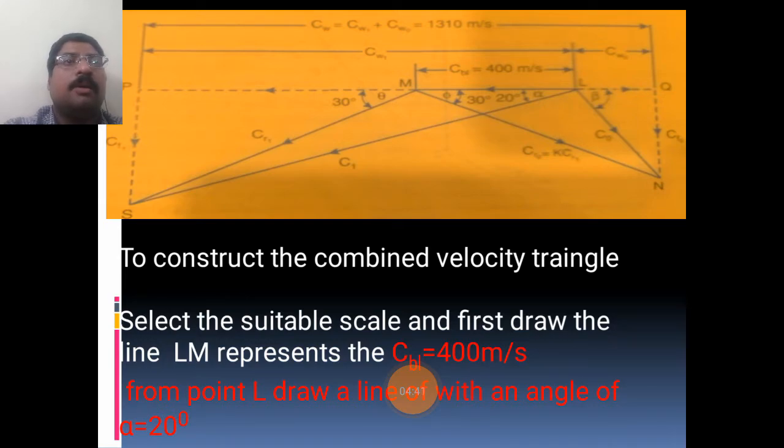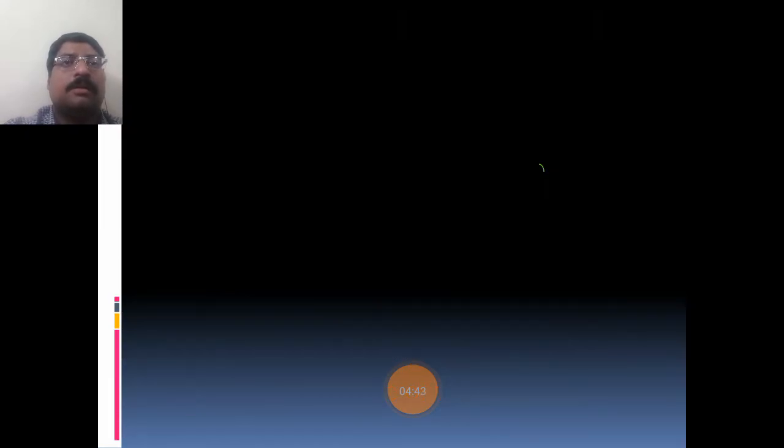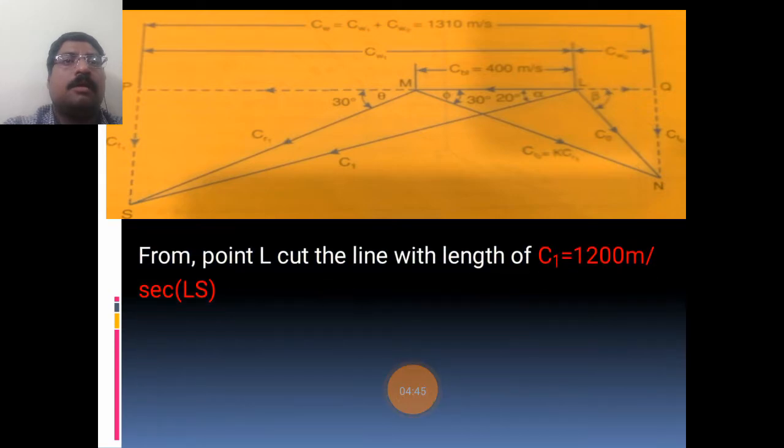Okay. Now from point L, cut with the length of C1 equal to 1200 meter per second and make it as point S. Now from point S, join S and M.